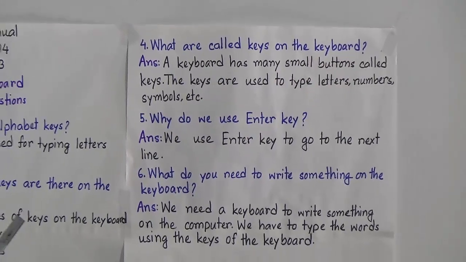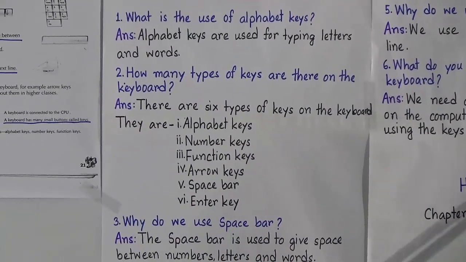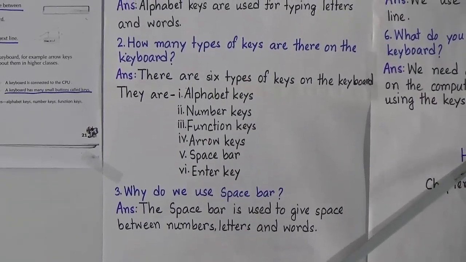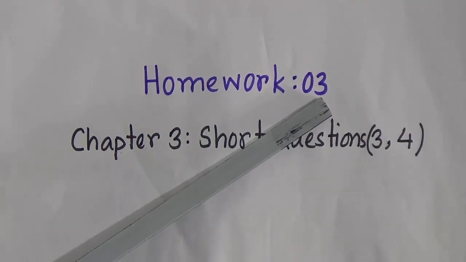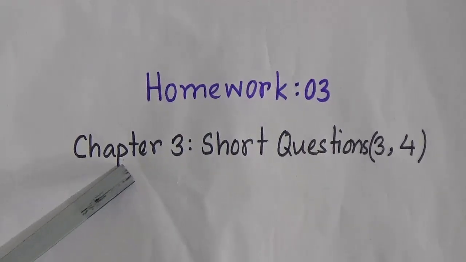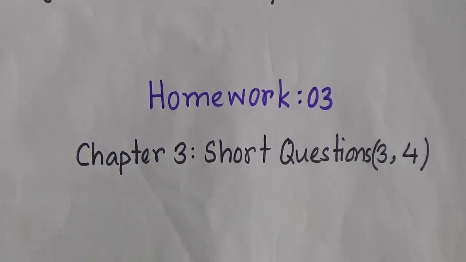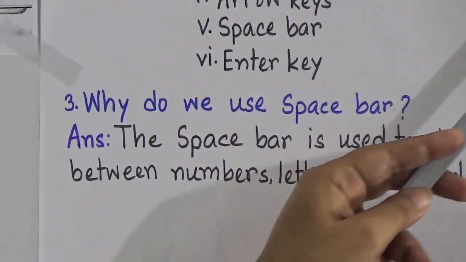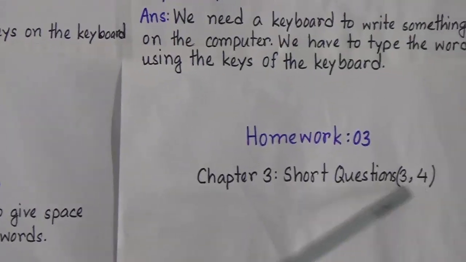we have discussed today. And my dear students, there is a homework for you, homework number 3, and I repeat, homework number 3, and all of you will mention the homework number in your SW copy while doing your homework. And your homework is from short question answer 3 and 4 of chapter 3, that means short question 3, why do we use space bar? And number 4, what are called keys on the keyboard? You will do short question number 3 and 4 as your homework.